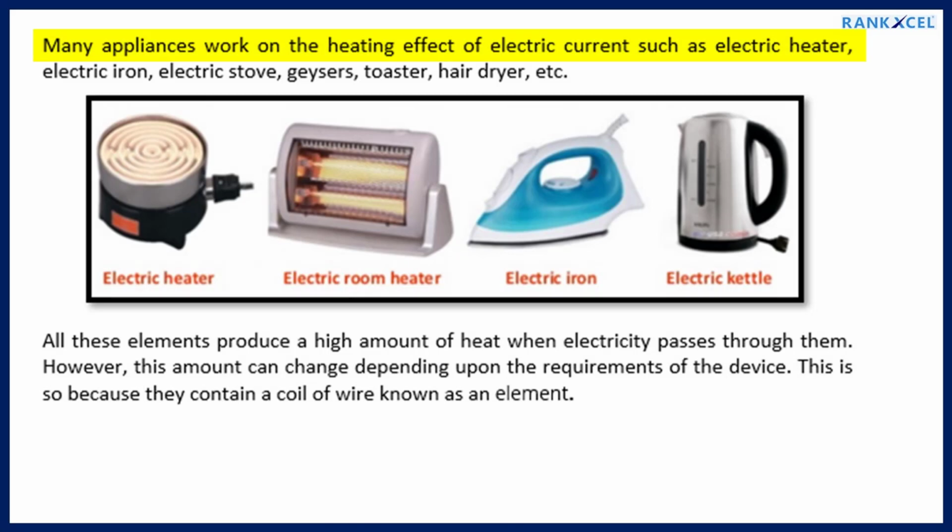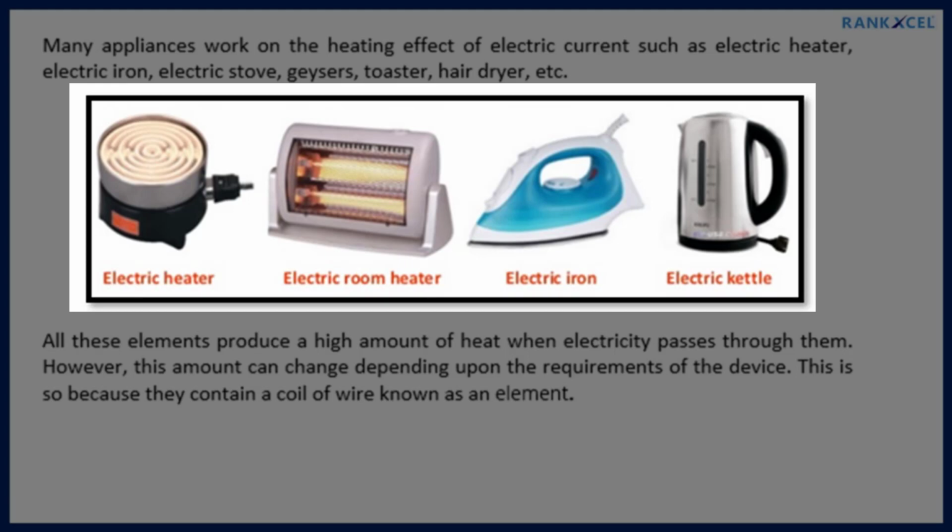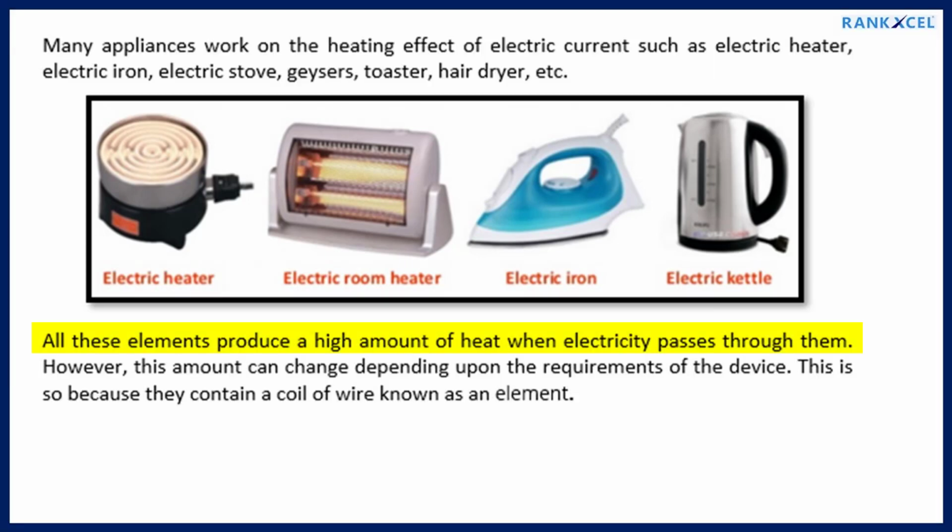Many appliances work on the heating effect of electric current, such as electric heater, electric iron, electric stove, geysers, toaster, hair dryer, etc. All these elements produce a high amount of heat when electricity passes through them. However, this amount can change depending upon the requirements of the device. This is so because they contain a coil of wire known as an element.